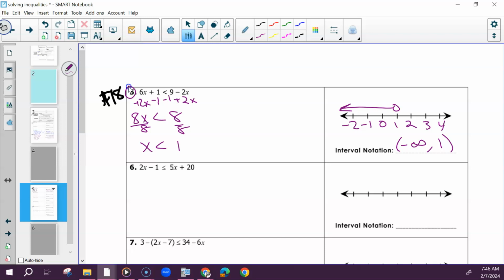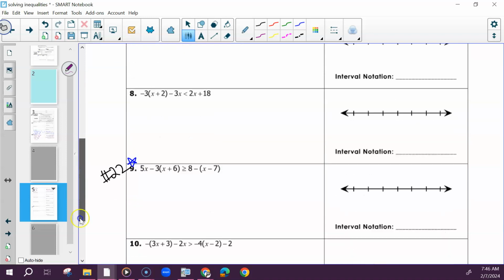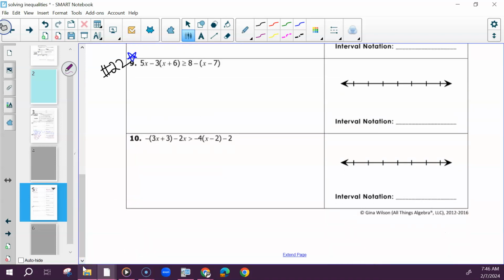Right, 10 just has a lot more going on. Distribute on both sides. Negative 3x minus 3 minus 2x is greater than negative 4x plus 8 minus 2.